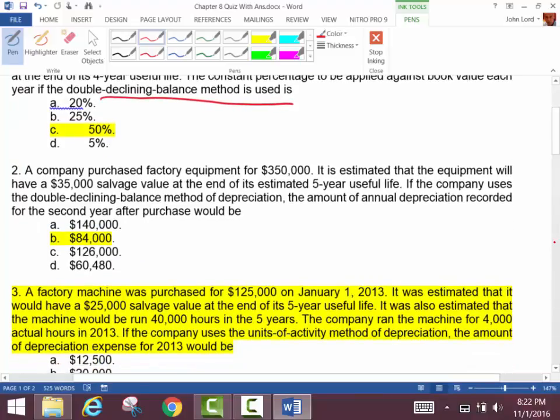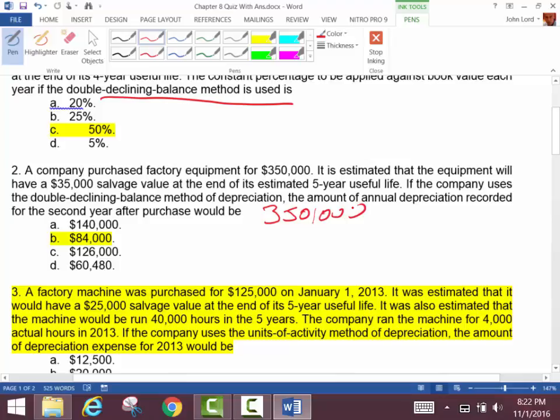A company purchased factory equipment for $350,000. It estimated that the equipment will have a salvage value of $35,000 and an estimated useful life of 5 years. If the company uses double declining balance, the amount of annual depreciation recorded for the second year is going to take me all the way into the second year, right? Okay, so can we do the first year? Give me the 350,000. Okay, go ahead.